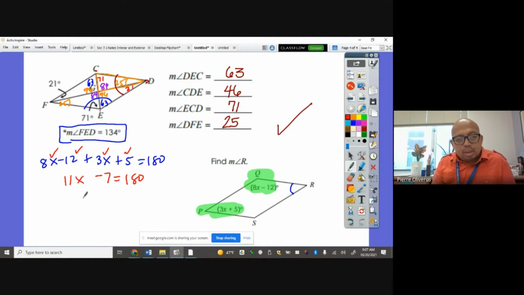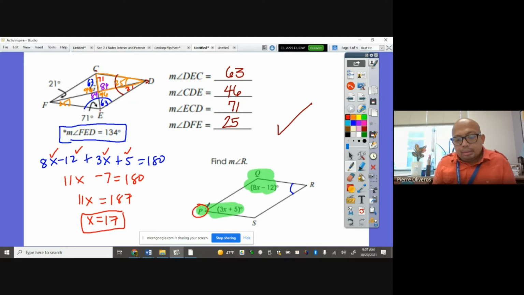Add 7 on both sides. That will give you 11x equal to 187. And 187 divided by 11 is equal to 17. So now we know x equals 17.